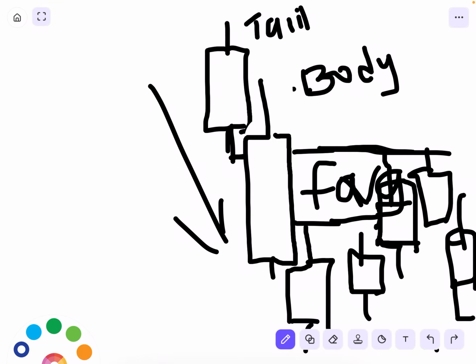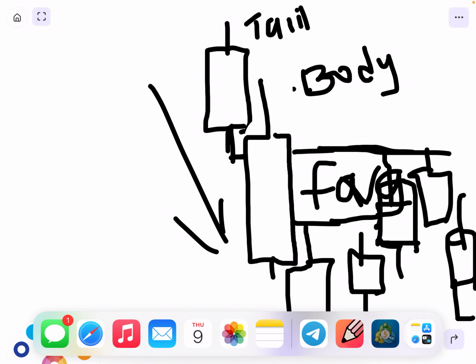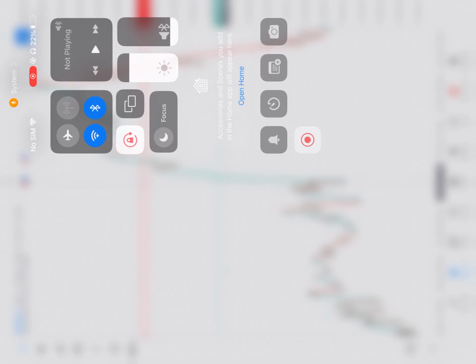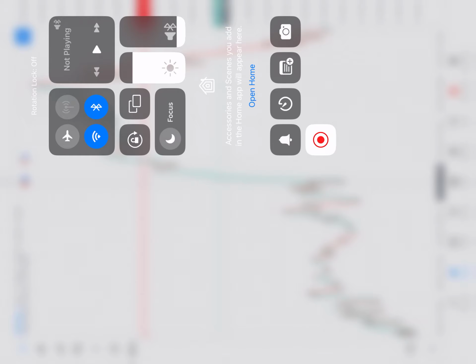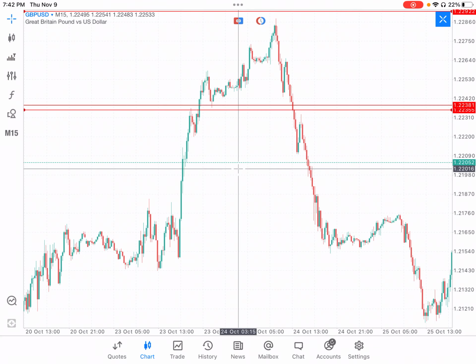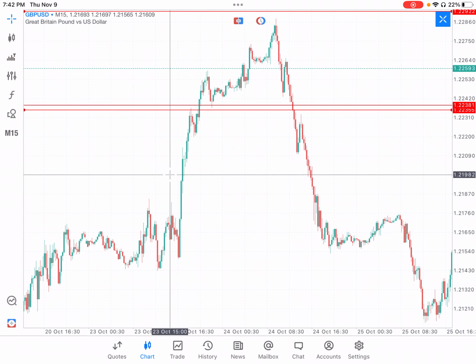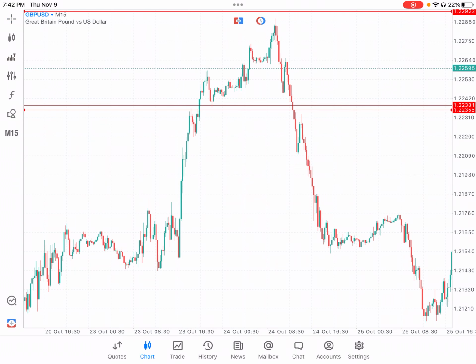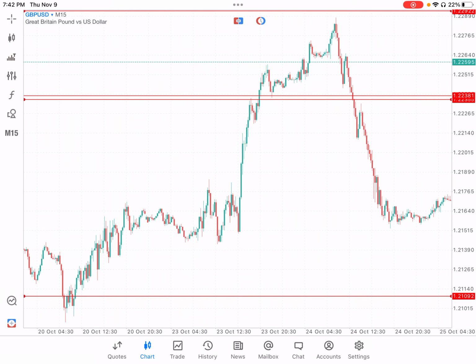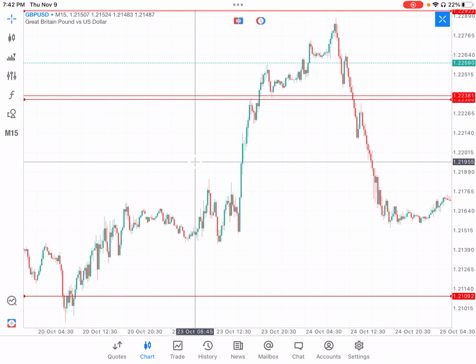So I want to take you to the chart right now. Let's see more examples of what I've been talking about. So I want to show you the fair value gap, the candlestick.